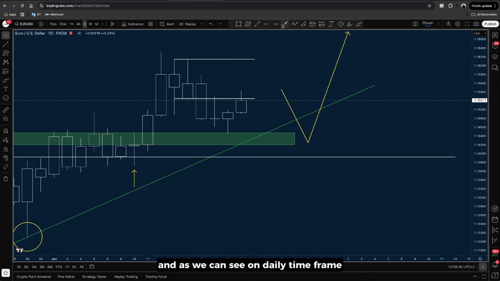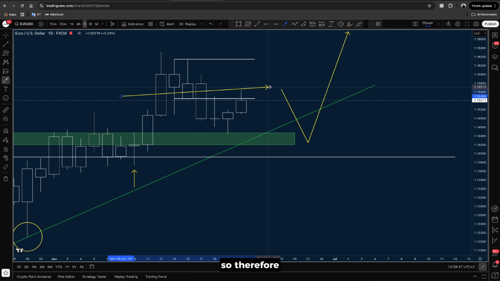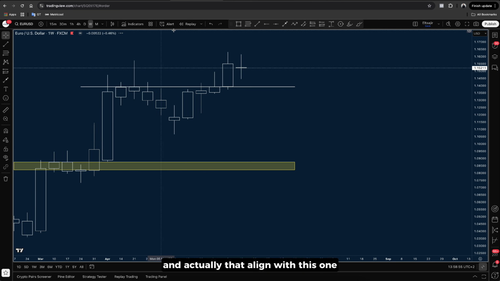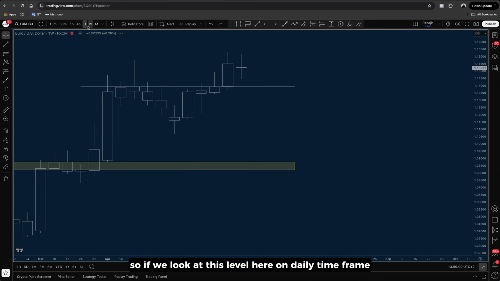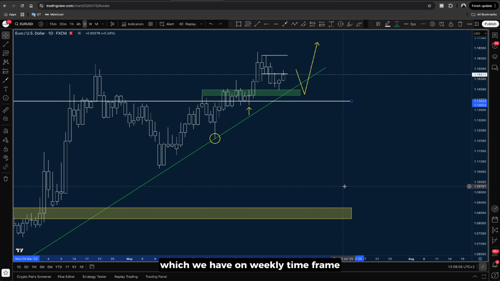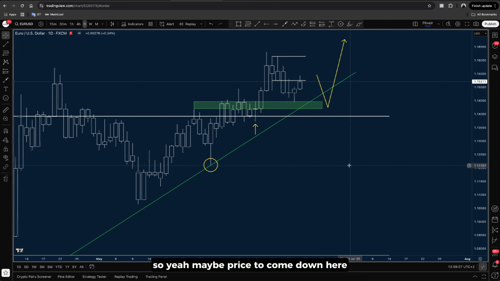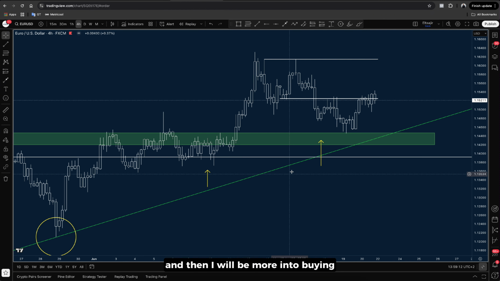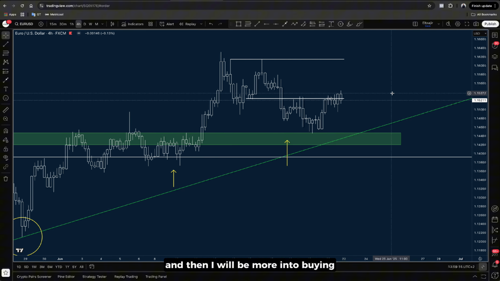And as we can see on the daily time frame, what happened, guys? Price broke below this level, came to retest on Wednesday and then on Friday. So therefore, I would love to see another push to the downside, and from here I will be looking for an opportunity to buy. And actually, that aligns with this one. If we look at this level here on the daily time frame, it's basically that level here which we have on the weekly time frame. So yeah, maybe price comes down here, and then I will be more into buying.